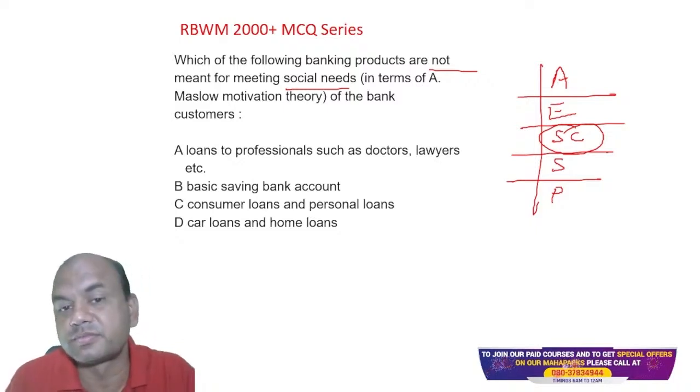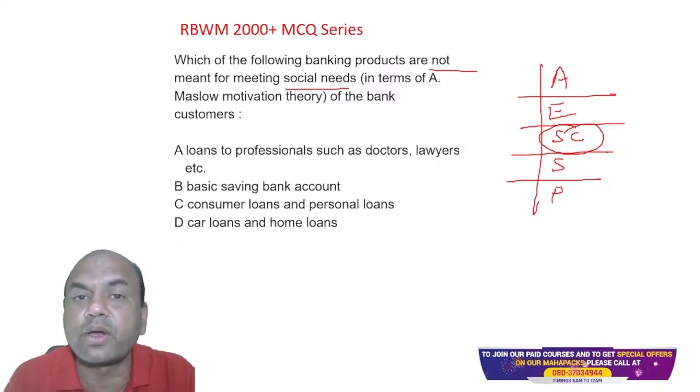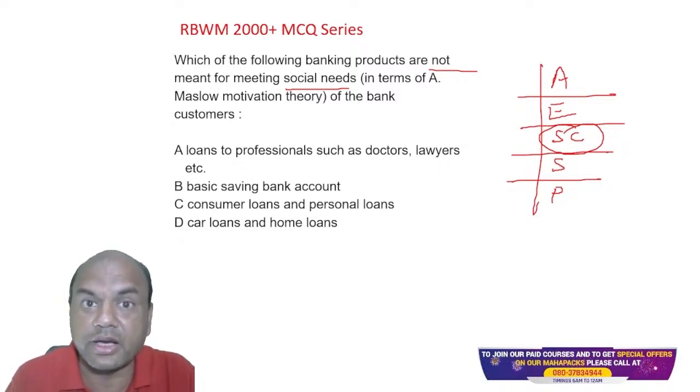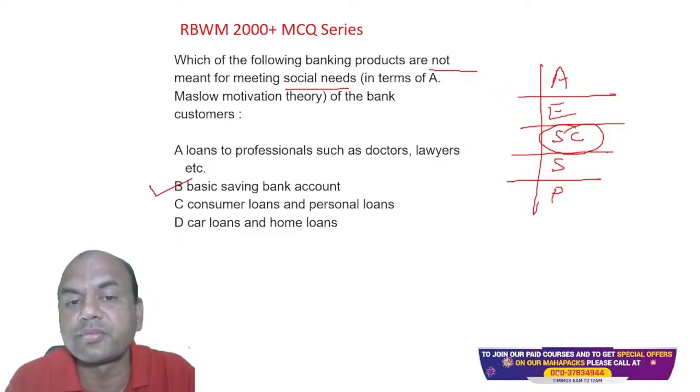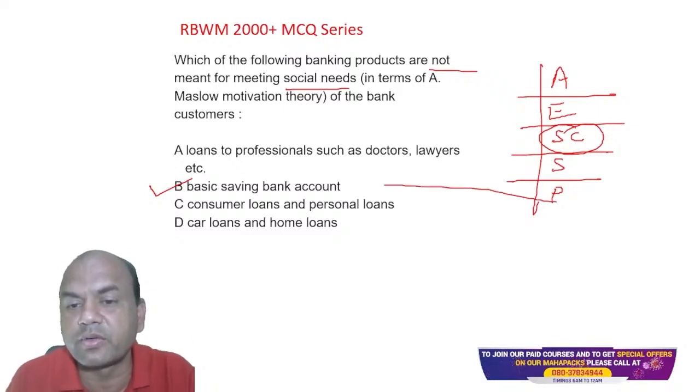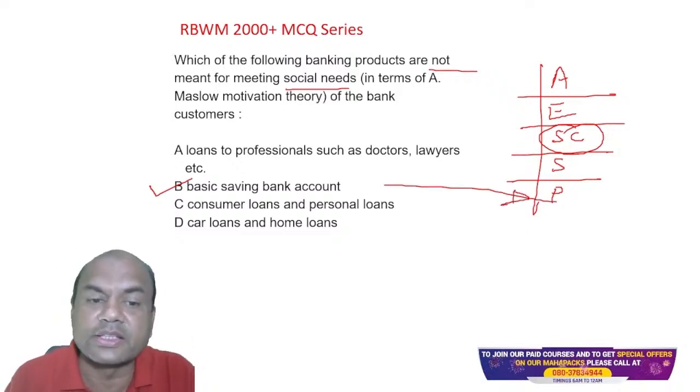Social needs is quite a rich person, upper middle class. So why does this customer need a BSBDA account? This is for Jan Dhan. This is for physiological needs, right? This will be given over here. So that's why this is the answer.